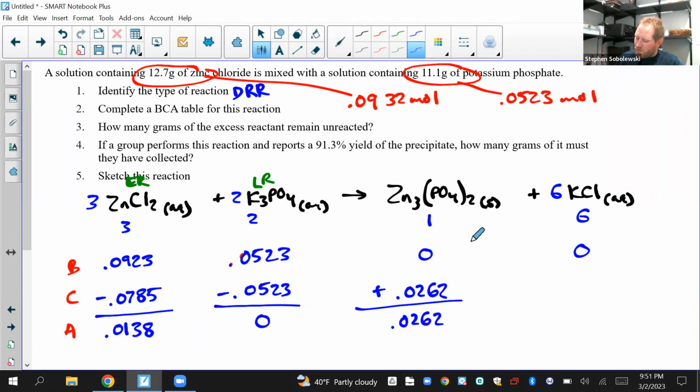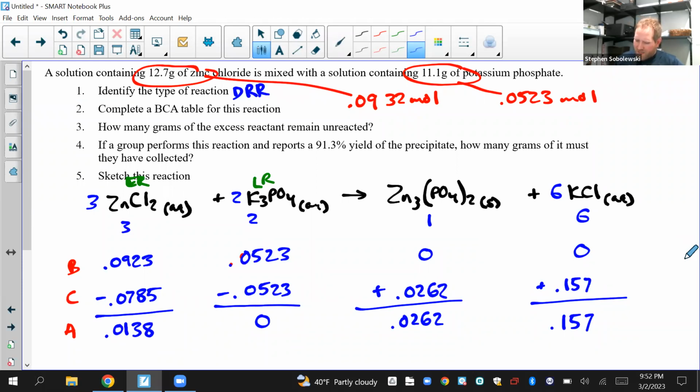And here I have a 1 to 6 mole ratio, or a 2 to 3 mole ratio, or a 3 to 6 mole ratio. Any of those three should get you the same answer. Let's do this. Since I already have this in my calculator, I'm just going to say times 6 gives us 0.157 moles, and that's being created, giving us 0.157 moles. That is our BCA table, a very nice way of organizing what's going on in this reaction. Keep in mind, every number you see there is moles.